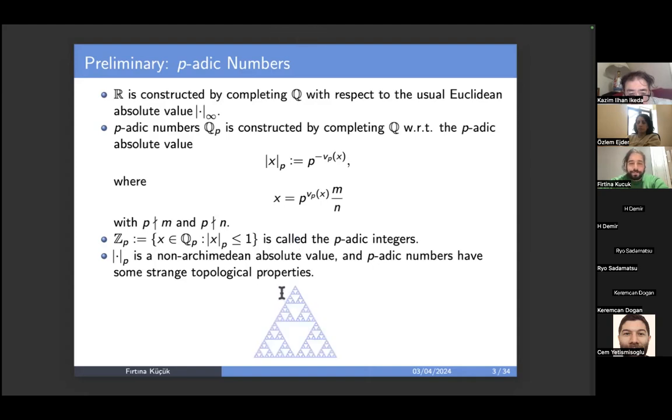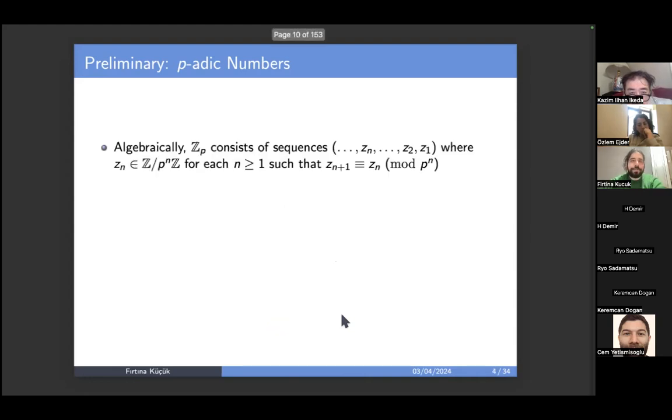And this is a Sierpinski triangle, and this is also a visual representation of Z_3. You can think of this as 0 modulo 3, 1 modulo 3 and 2 modulo 3, and 0 modulo 9, etc. So let me move on.